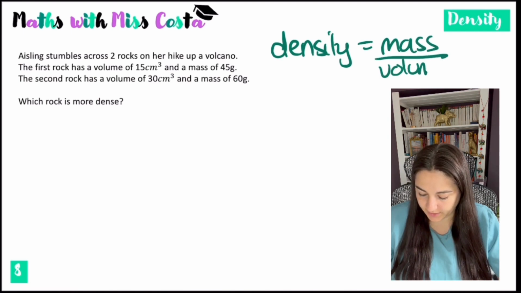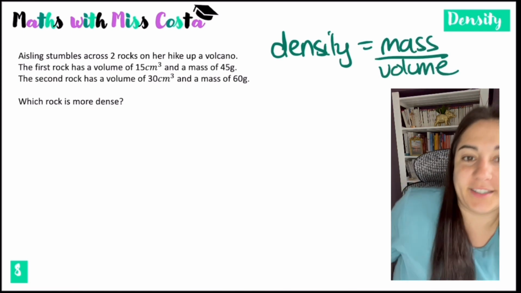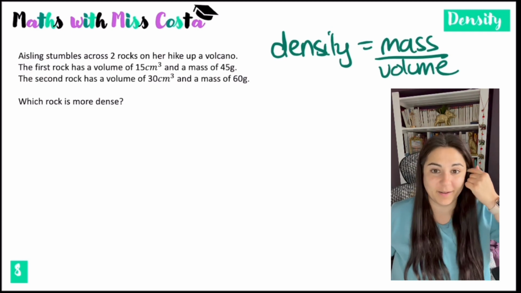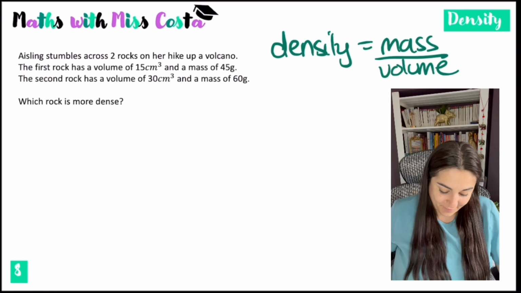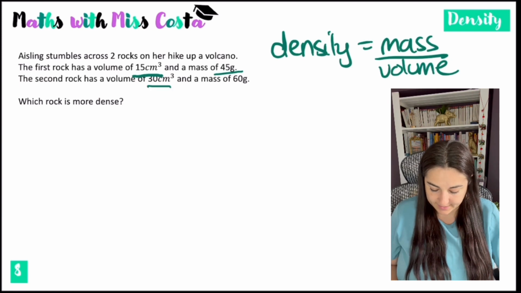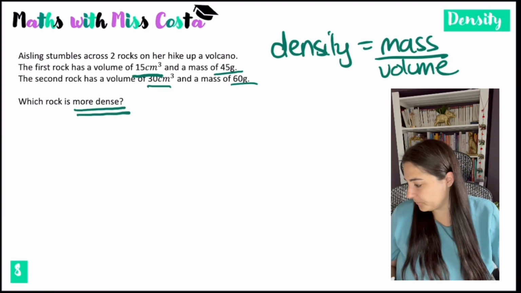Okay, so Aisling stumbles across 2 rocks on her hike up a volcano. I would quite like to be hiking up a volcano right now. The first rock has a volume of 15 centimeters cubed and a mass of 45 grams. The second rock is 30 and 60. Which rock is more dense?